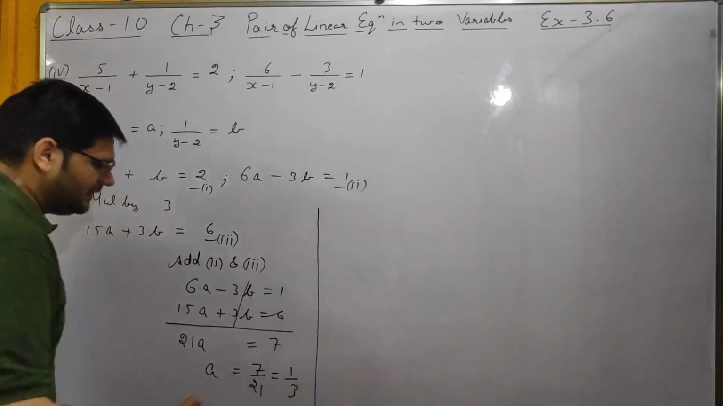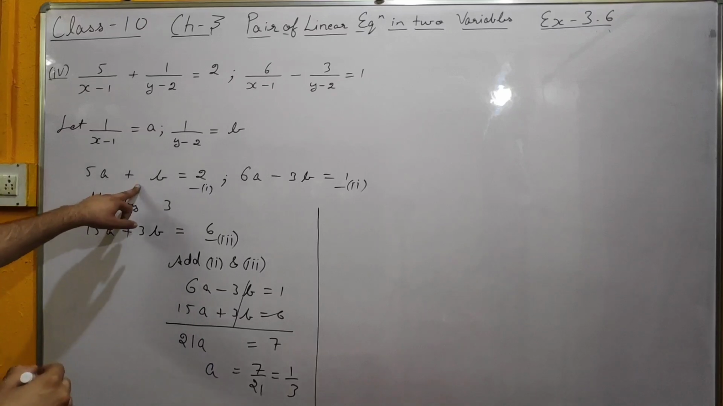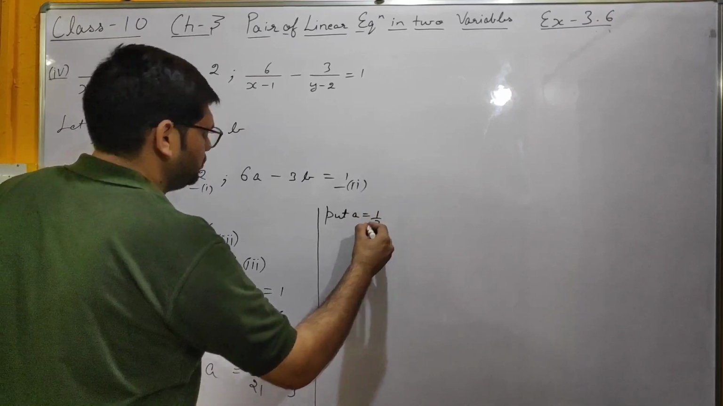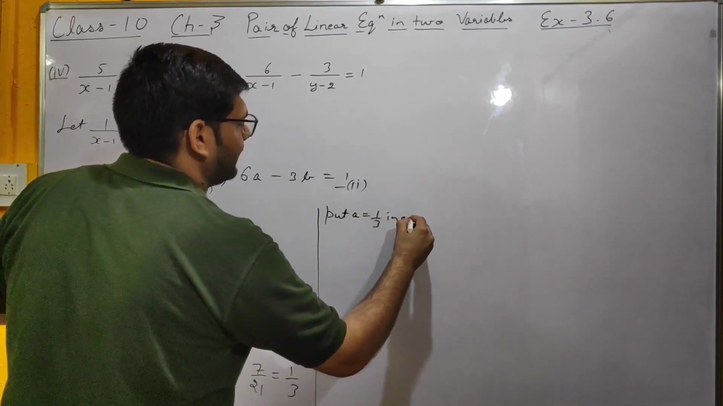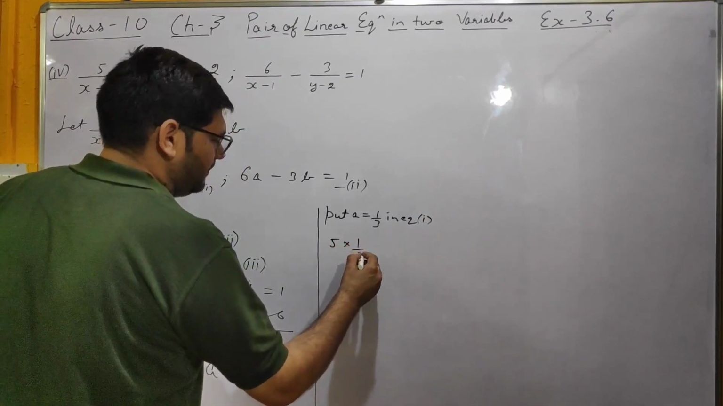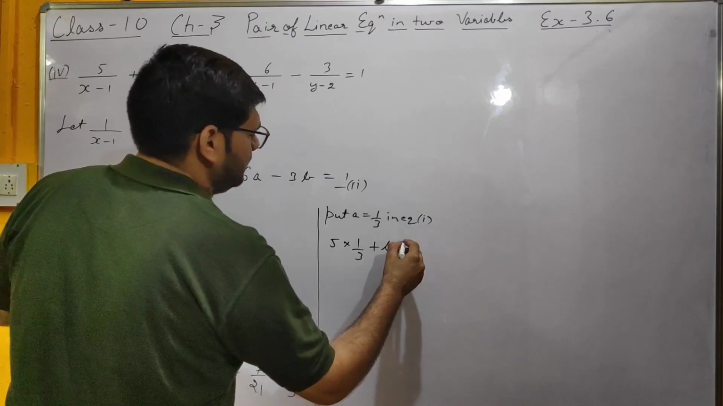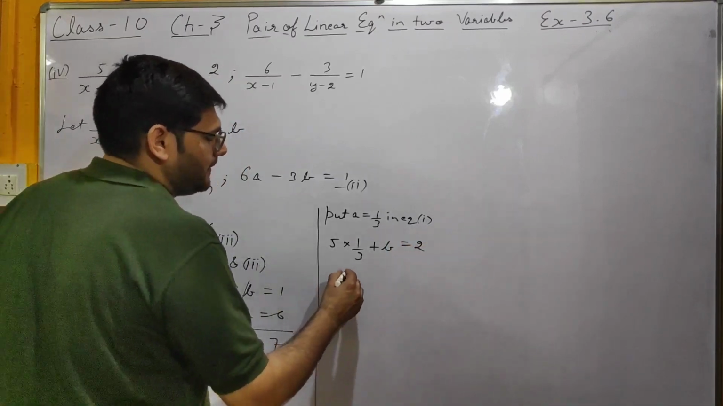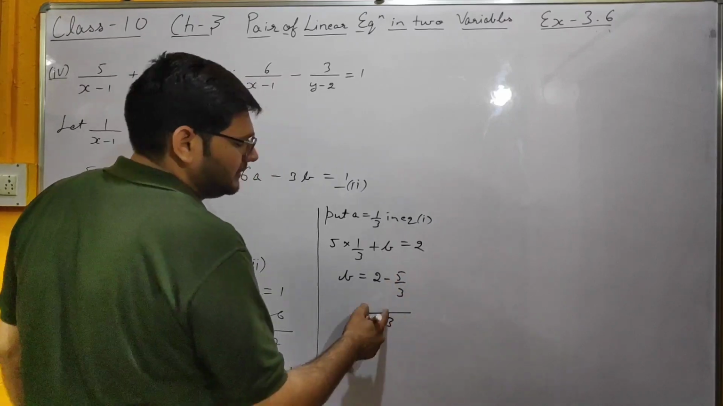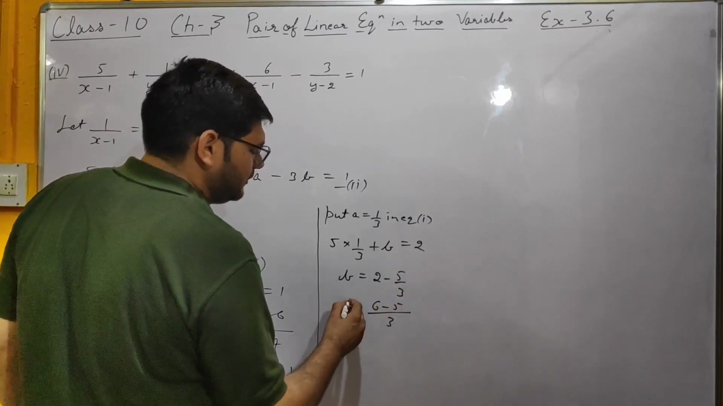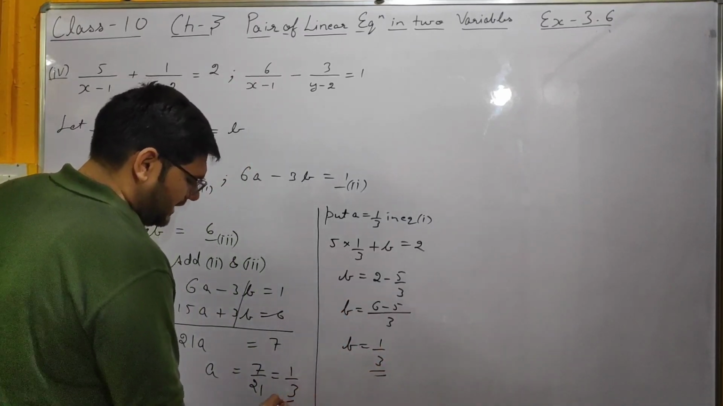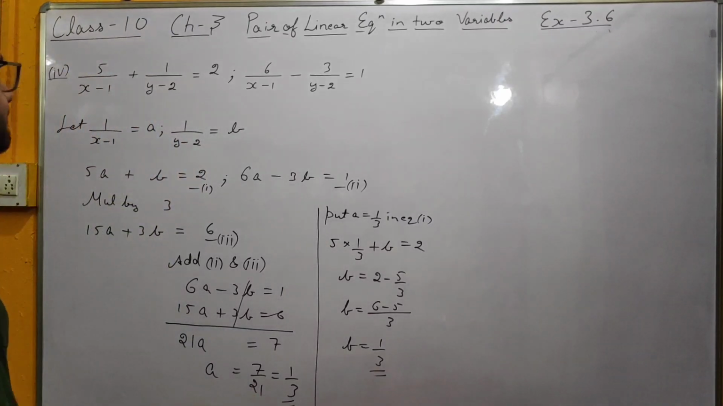Now let's find the value of b also. We'll put in equation number 1. Put a equals to 1 by 3 in equation number 1. So 5 into 1 by 3 plus b equals to 2. So it is b equals to 2 minus 5 by 3. So 3 is the LCM, 6 minus 5. So what will be the value of b? 1 by 3. So a and b both are coming 1 by 3 in this question.